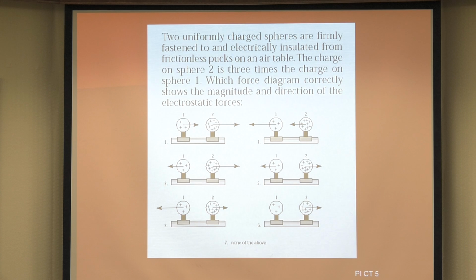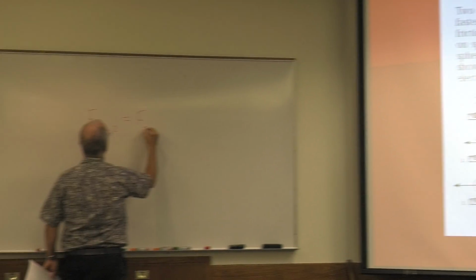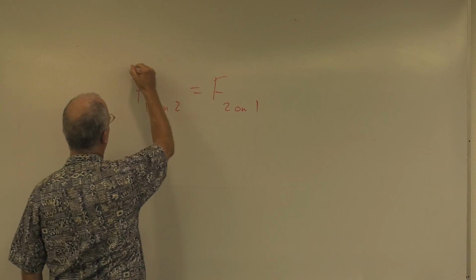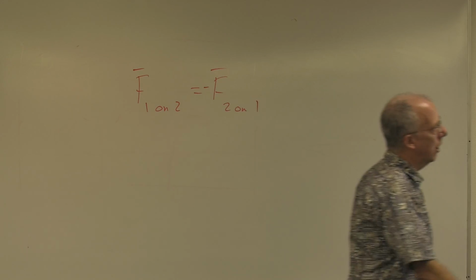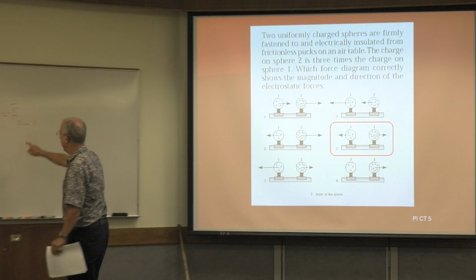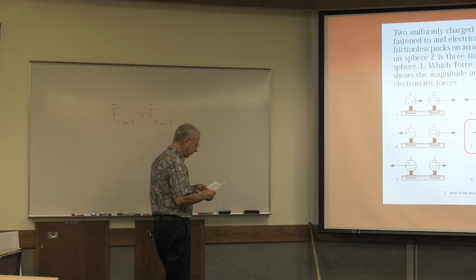All right, so what's the answer? Why? Because of Newton's third law, right? F1 on 2 equals F2 on 1. Magnitude, right? If you want to do the directions, you'll do that. I don't care if one has 3 times as much charge as the other one. Newton's third law still holds, right? So there you go. Don't forget Newton's third law.